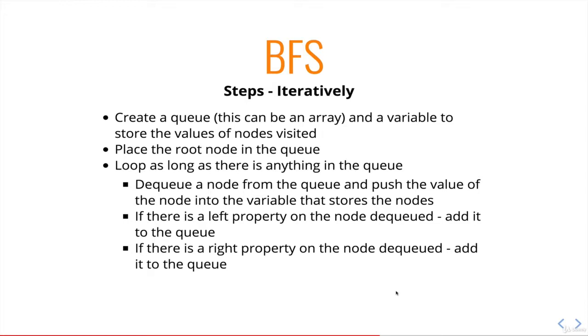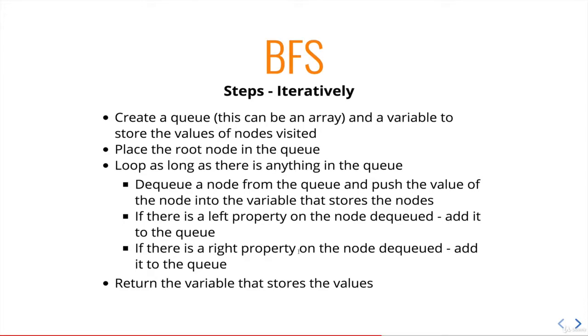Take that node and we add it to our return value, the list that we're going to return at the end. And then we check if there's a left on that node and we add it to the queue if there is. Then we check if there's a right and we add it to the queue if there is. And then at the very end, after the loop, we return the variable that stores all of our values.